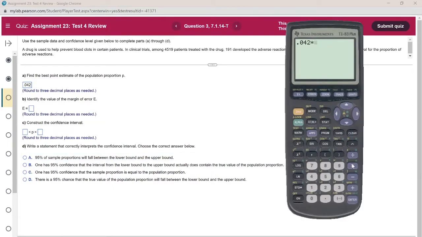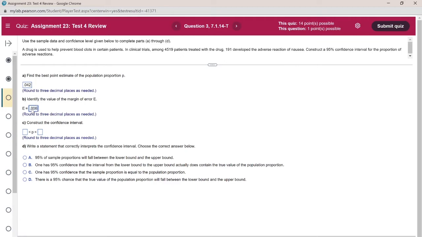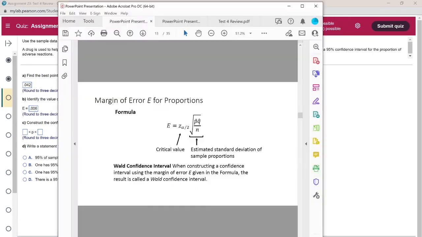0.042 times q hat, which is 1 minus 0.042, divided by n. N is 4519. Take the square root of this number, times it by the z-score, which is 1.96, and that gives us the margin of error, which is 0.0058. If you round it to the 3rd decimal place, it's 0.006. Now construct the confidence interval after this margin of error.